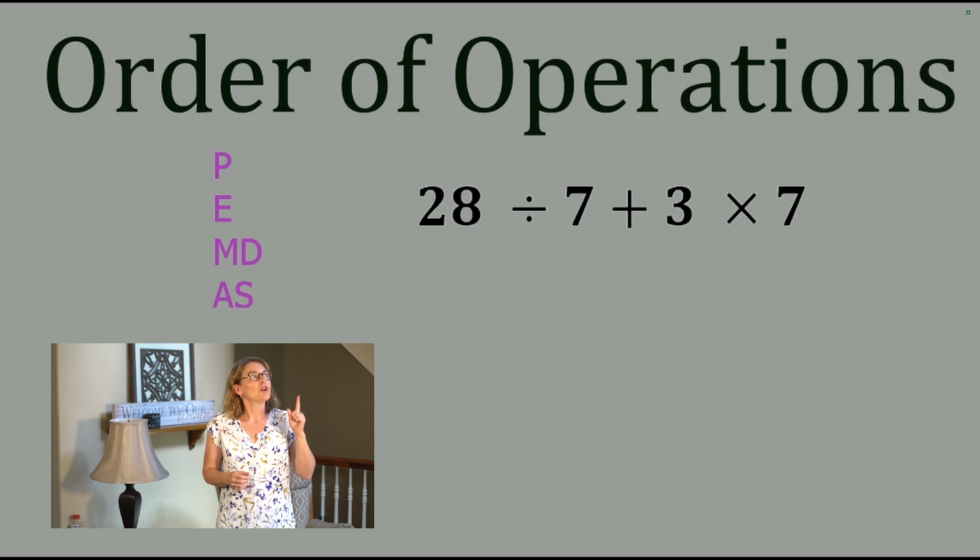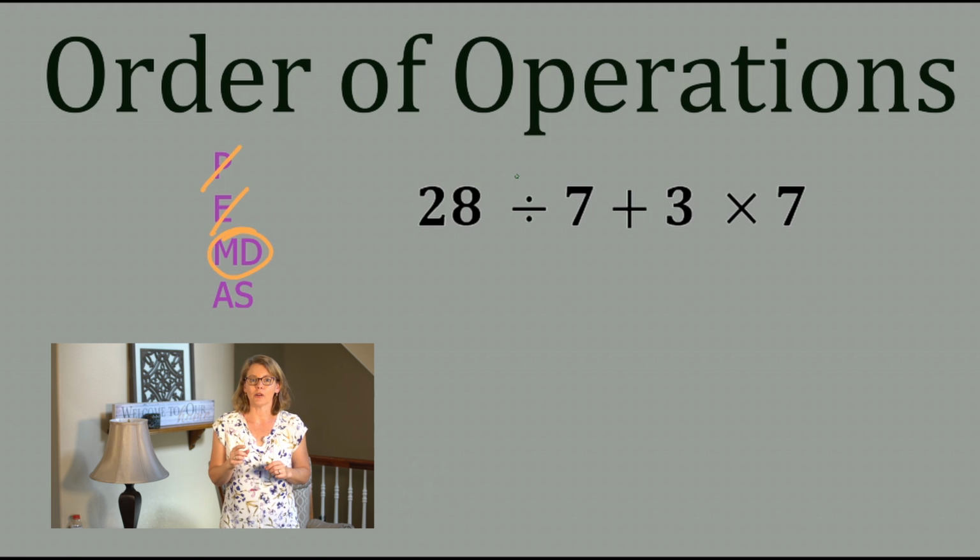Example 2, 28 divided by 7 plus 3 times 7. There are no grouping symbols or exponents, so next up is multiplication and division, remembering that they are on the same level, so they just go in order from left to right. First up is 28 divided by 7. Circle it, slash it, turns into a 4.